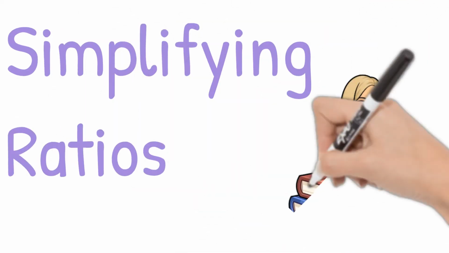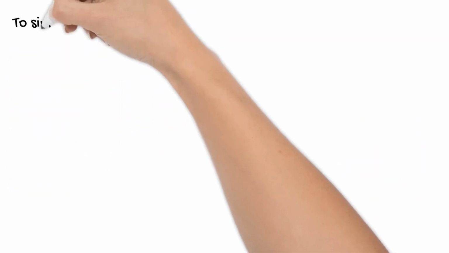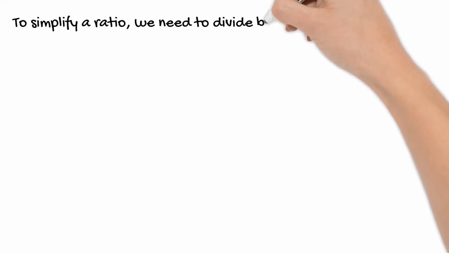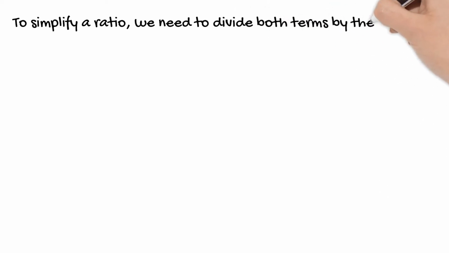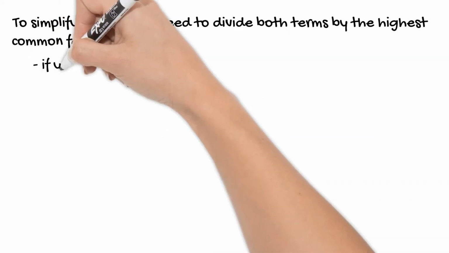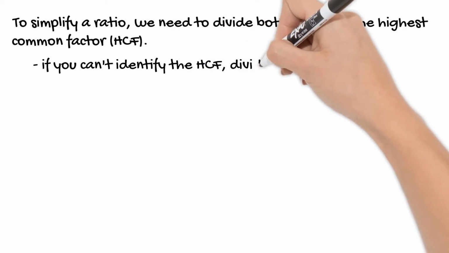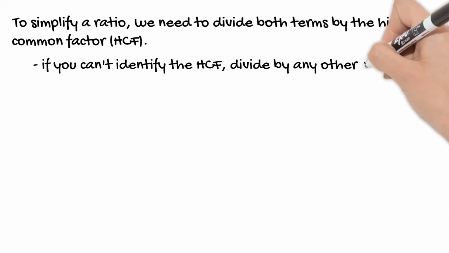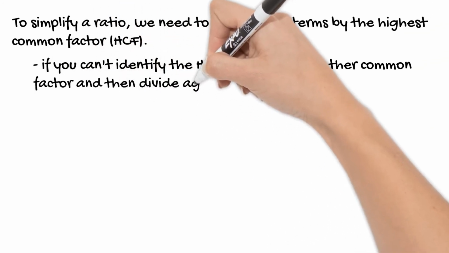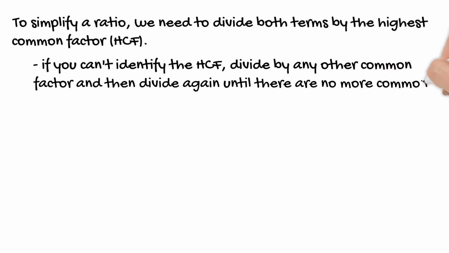Today we are looking at expressing ratios in their simplest form. To simplify a ratio, we need to make sure that all terms in the ratio don't have any common factors. So we need to divide all the terms in the ratio by ultimately the highest common factor, or HCF. But if you can't immediately identify the highest common factor, you can divide by any other common factor and then just keep dividing until your values have no more common factors.